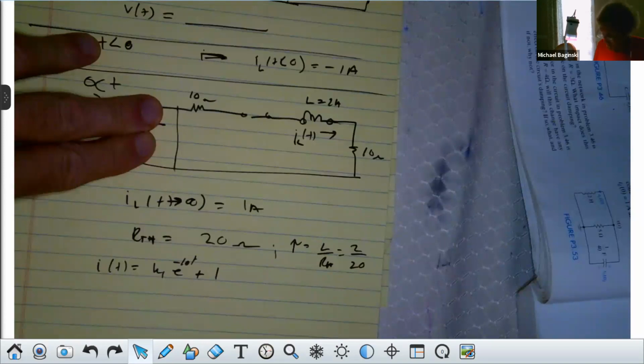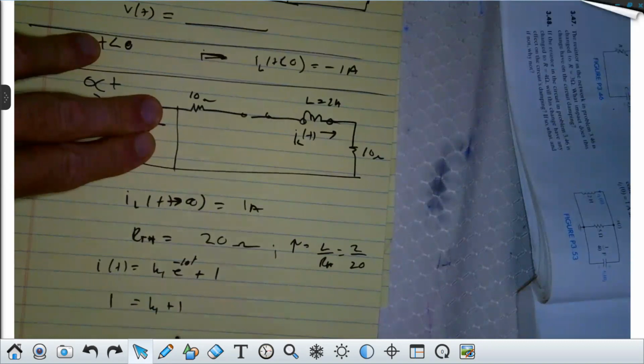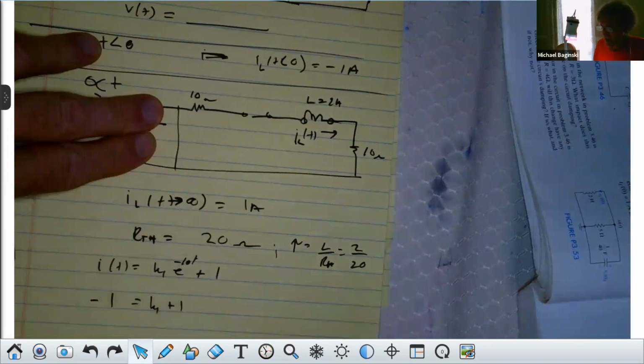Let's substitute. We solve at t equals 0 what the current is, right? And at t equals 0, the e to the minus 10t is 1. E to the minus 10 times 0 is e to the 0 is 1. And we get an equation K1 plus 1 is equal to the current, right? Which is 1. Wait a second. I mean, no, it's minus 1, pardon me, right? Minus 1, isn't it, class? Sorry. Yes.